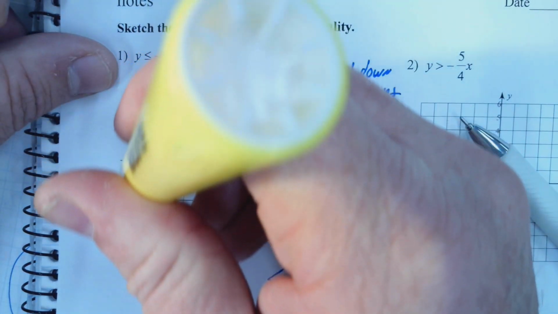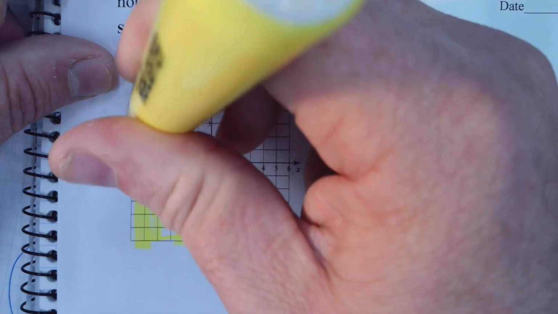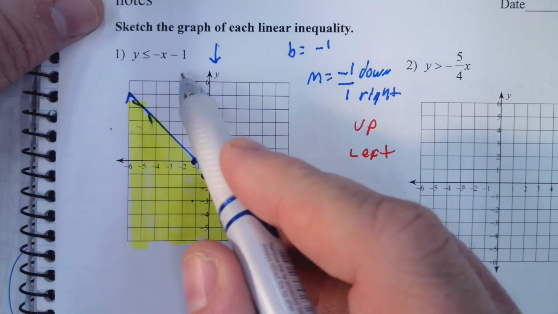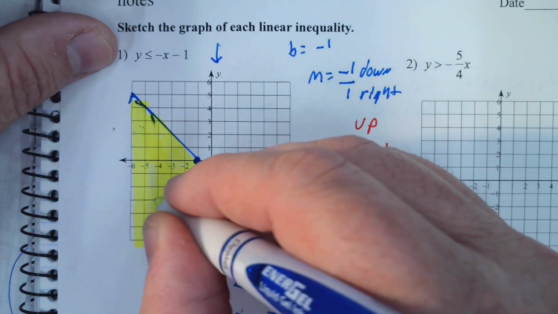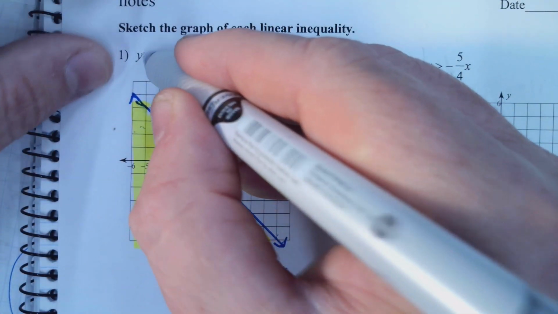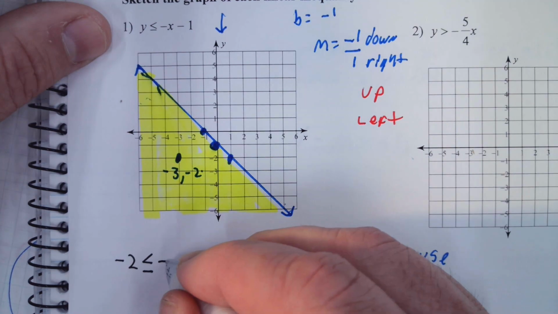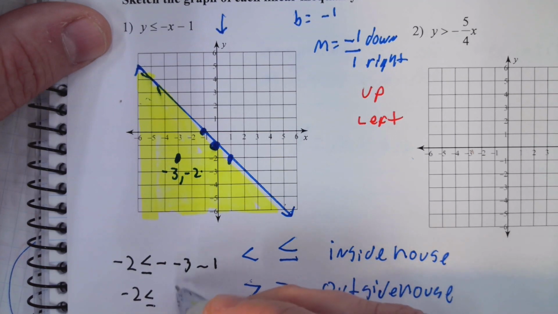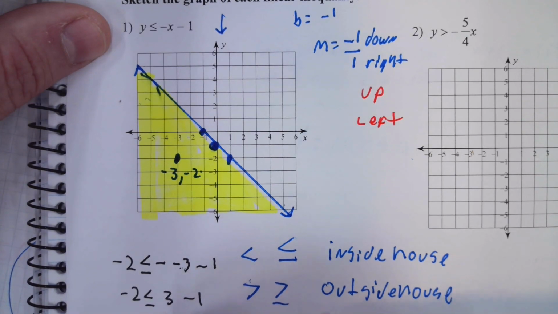So what this means is actually all of this we color, and this is a solution to the problem. That means that any point that I pick here would work. For example, I'm going to pick this point right here. This point is negative 3, negative 2. Let's see if it works. I'm going to substitute it in right there. Negative 2 is less than or equal to negative 3 minus 1. So that's negative 2, less than or equal to, what would negative 3 minus 1 be? Negative 4? Hmm, actually, negative 3 is the x, so negative 3 plus 3? So negative 2 is less than or equal to 2. Is that true?